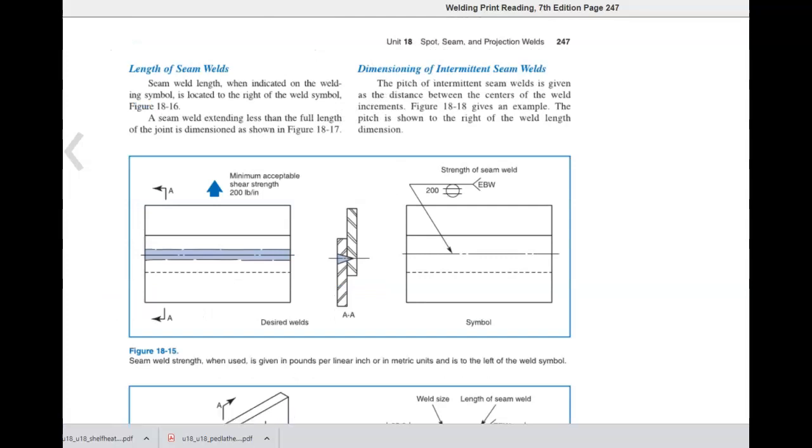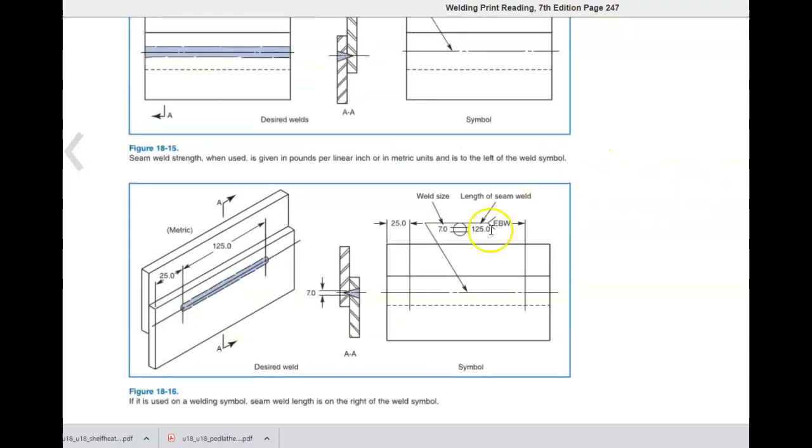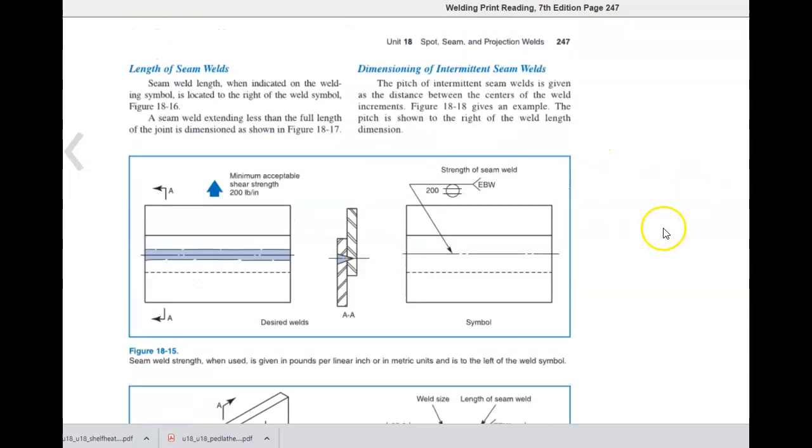Length of the weld of the seam welds. Seam weld length, when indicated on the welding symbol, is located to the right of the weld symbol, Figure 18-16. It is used on a welding symbol. Seam welding length is to the right. Length of the seam, weld size on the left.